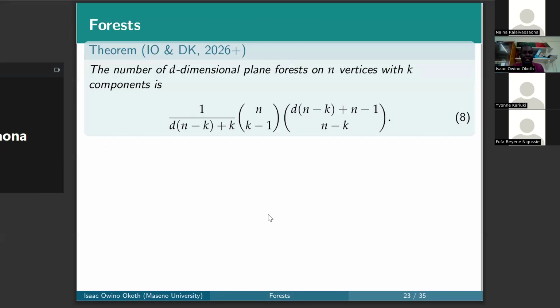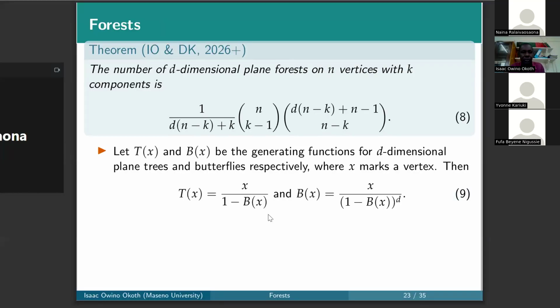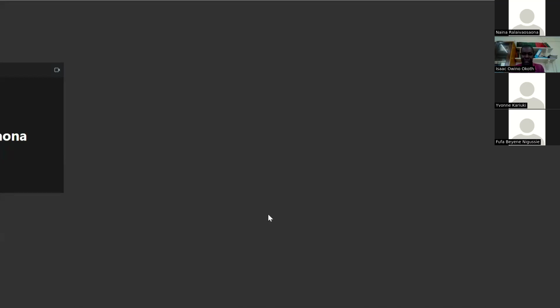Then the other parameter is forest. A forest, we say, is a collection of d-dimensional plane trees. So the number of d-dimensional plane forests on n vertices with k components is given by 8. So let's see how to construct the proof. We let t of x and b of x be the generating functions for d-dimensional plane trees and butterflies, where x marks a vertex. Then, as we have done before, they are expressed as 9.